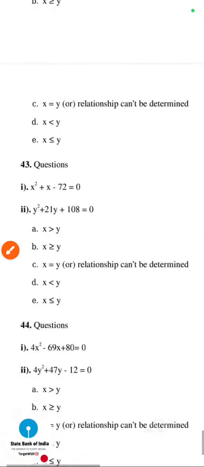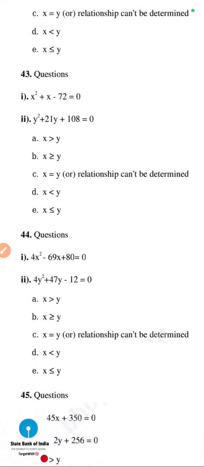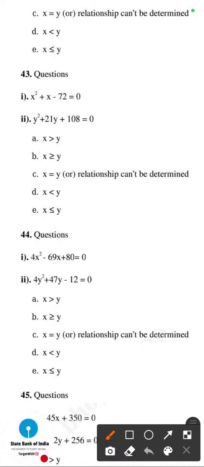Next, the third question. In this question, 72, 9 times 8 is 72. Plus and minus means minus and plus. So the roots for the first equation x are minus 9 and plus 8. Minus 9 and plus 8 are the roots for equation 1. Next, 108. 12 times 9 is 108. So the next roots are minus 12 and minus 9.